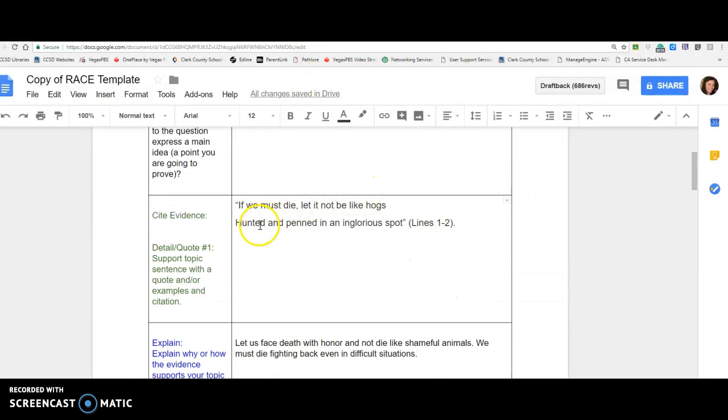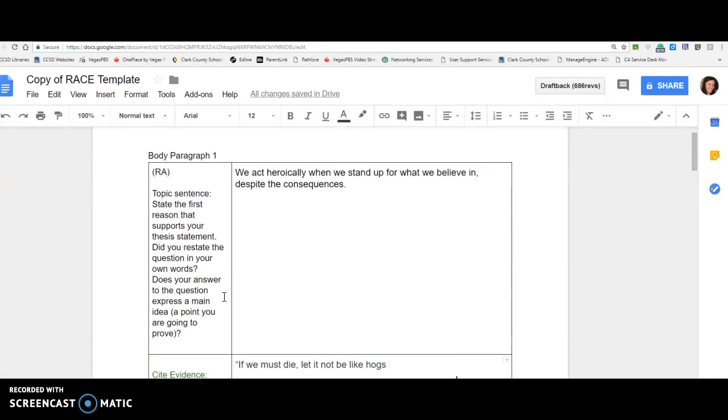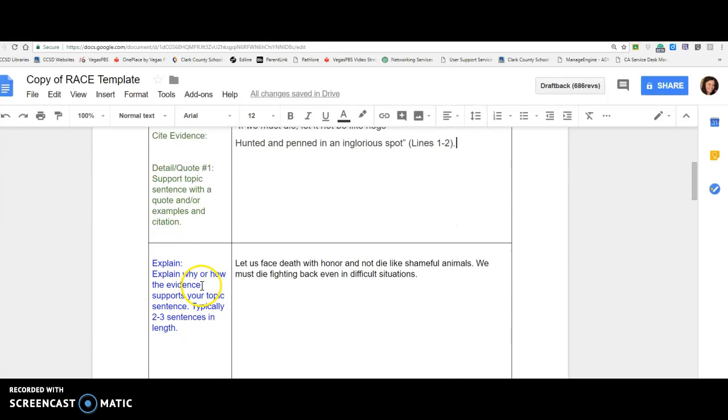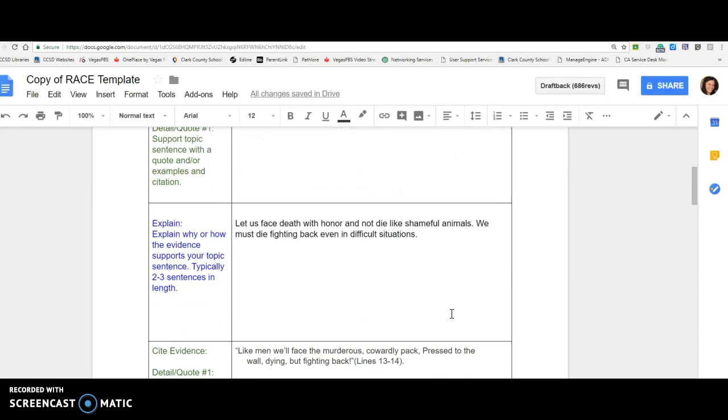That's the first quote. Now you need to explain that quote and how it relates to the topic sentence. You need to explain why or how the evidence supports your topic sentence. It's typically 2 to 3 sentences in length. So, let us face death with honor and not die like shameful animals. We must die fighting back even in difficult situations. So that's explain. Now remember, you need 2 pieces of textual evidence.